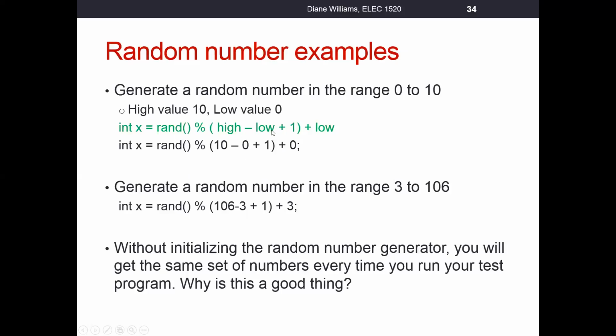But high and low, we're going to find are often variables. So once you learn this formula, if you use this formula, you can't go wrong in generating your range of random numbers where the endpoints are inclusive. Let's look at another example.